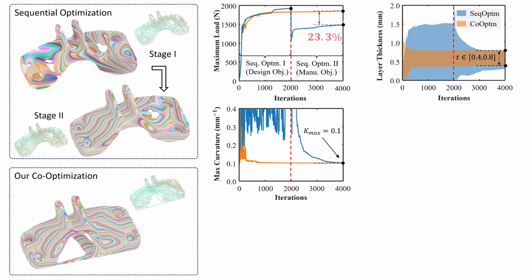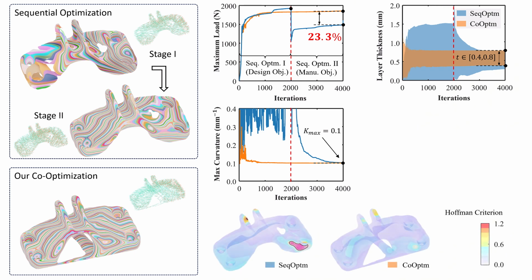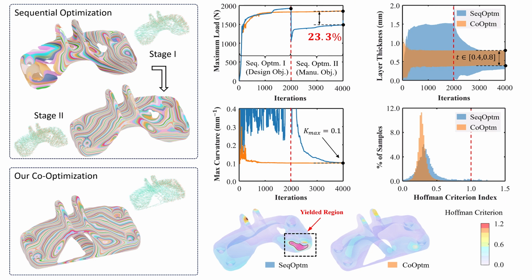As a result, 23% improvement in the maximum yield-free load can be achieved. As shown in the Hofmann criterion distribution, the result of two-phase optimization gives a much larger yielded area when applying the same load.